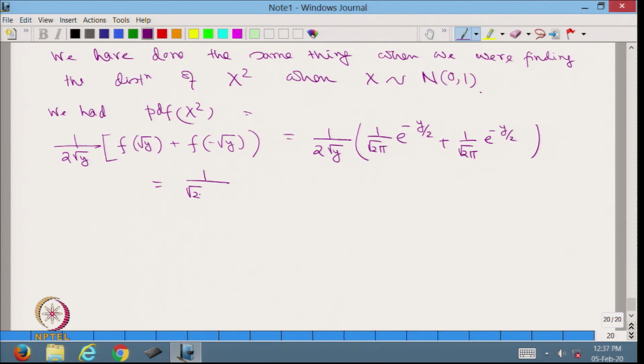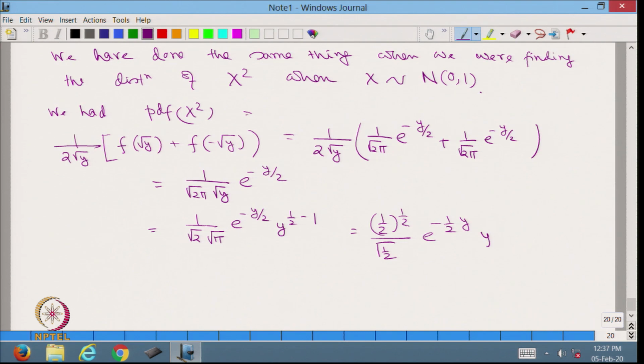is equal to 1 over root 2 pi root y e to the power minus y by 2, is equal to 1 over root 2 root pi e to the power minus y by 2 y to the power half minus 1, is equal to half to the power half over gamma half e to the power minus half y, y to the power half minus 1, which is the PDF of gamma half, half, or chi square with 1 degree of freedom.